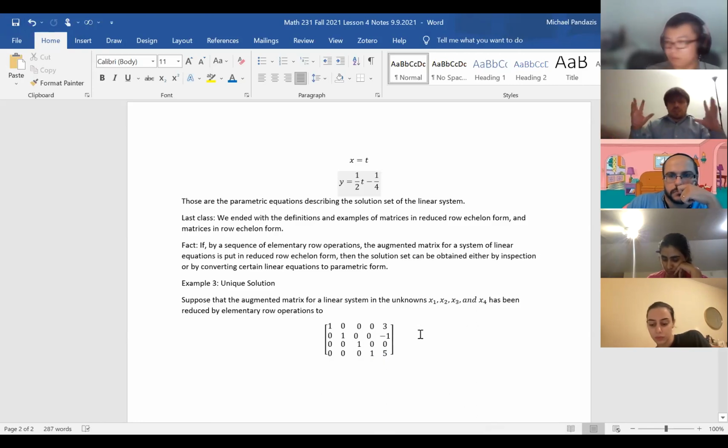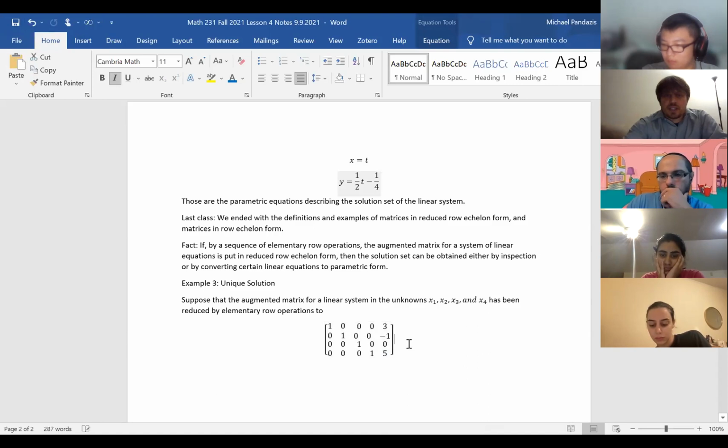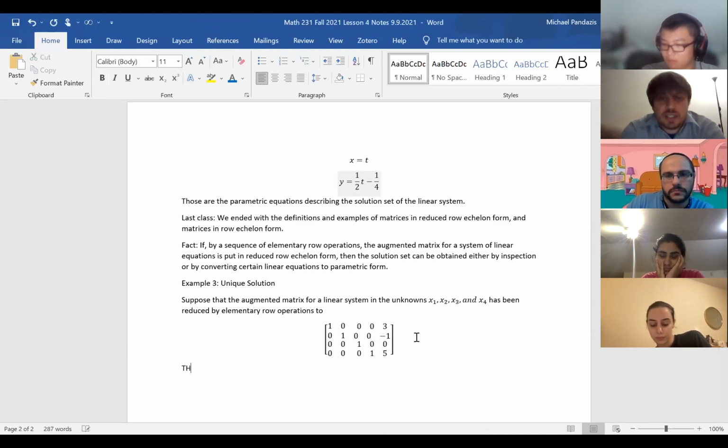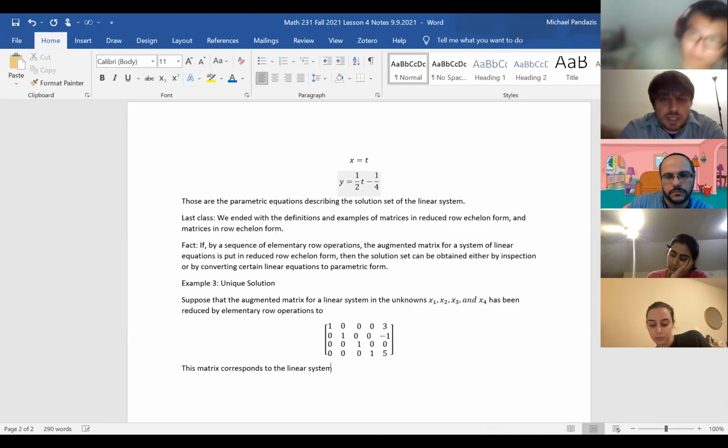So we're going right to the end. We have a linear system. We have its augmented matrix, right? We simplify it and we get it to this. Okay. And so we simplify it to this matrix. Okay. This matrix corresponds to the following linear system.